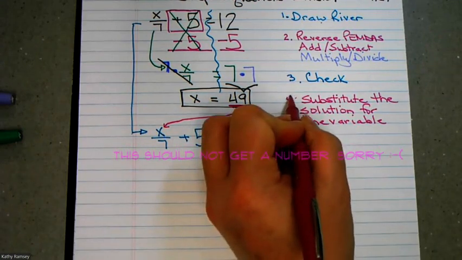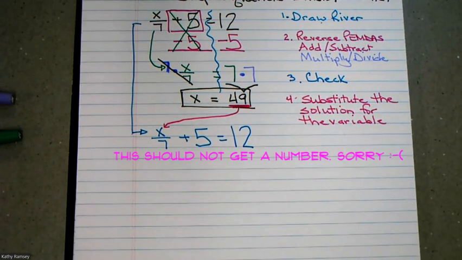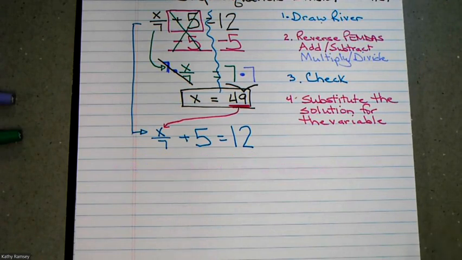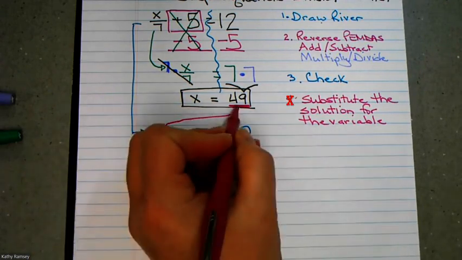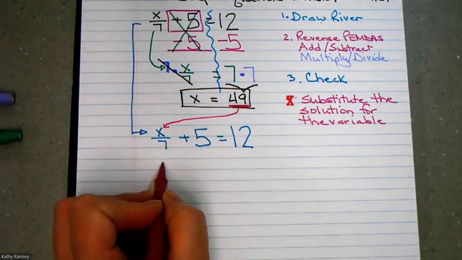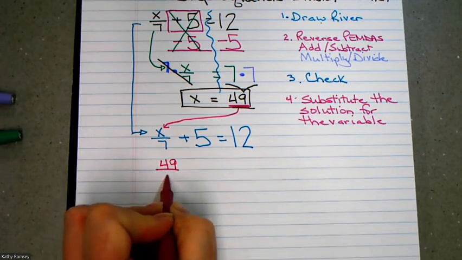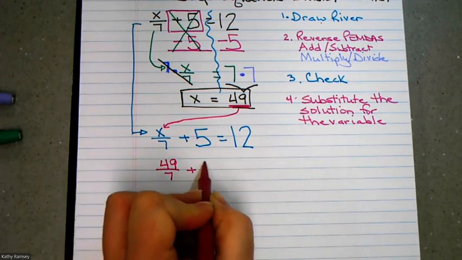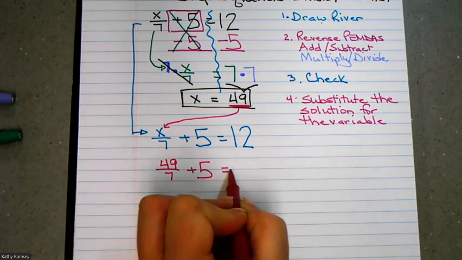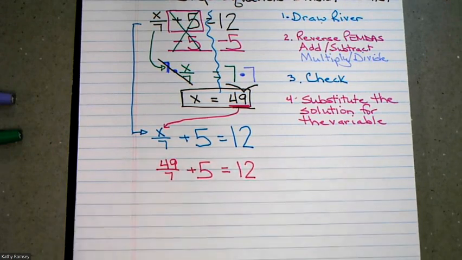Oops, sorry, that needs a 4 there. Let me give you a second to catch up with me. I know sometimes I go too fast. Okay, so we're going to substitute in 49 for the x. So now we have 49 over 7 plus 5 equals 12.